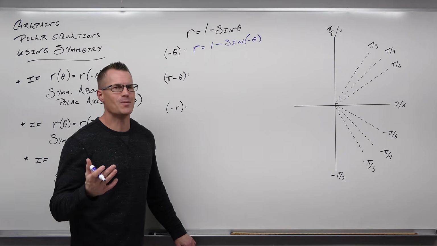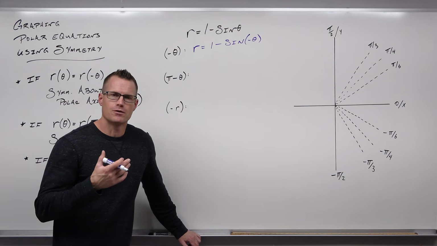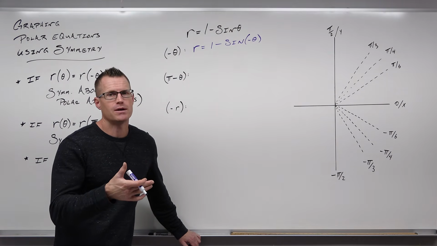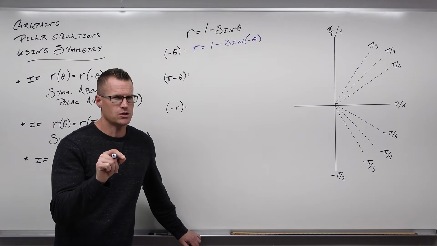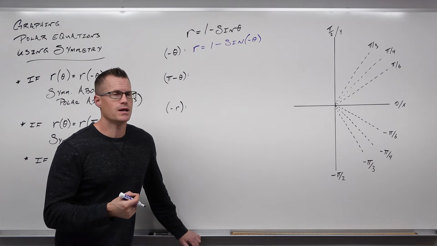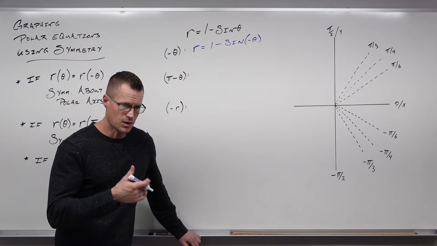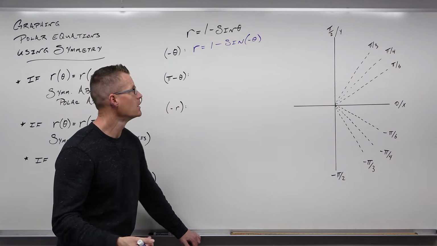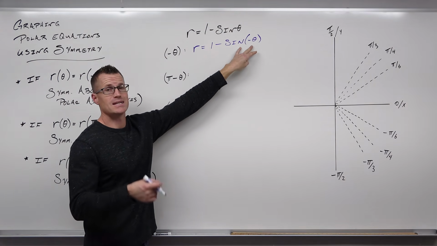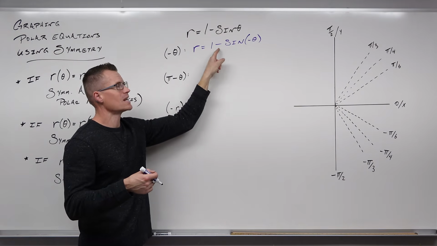Now, I hope you remember about sine. Sine is an odd function. So sine of negative theta equals negative sine of theta. Which one's the even function? Cosine is. So if we had cosine of negative theta, it would give us positive cosine of positive theta. So for us, we go, okay, 1 minus sine of negative theta. Sine of negative theta is negative sine theta. It's going to change that sign.